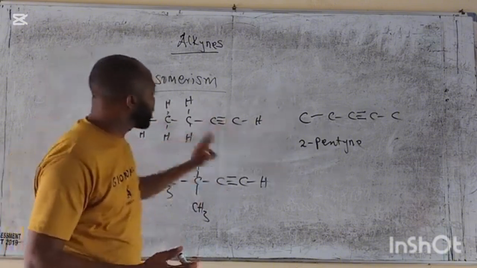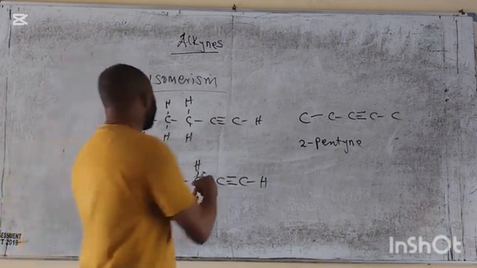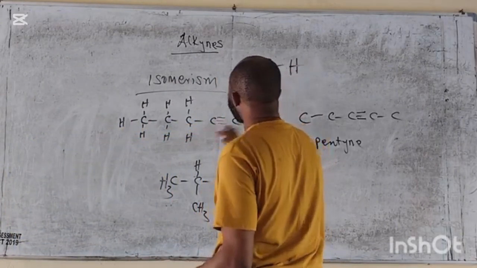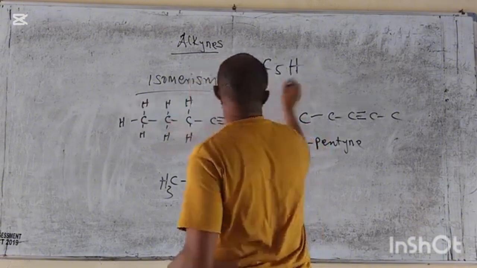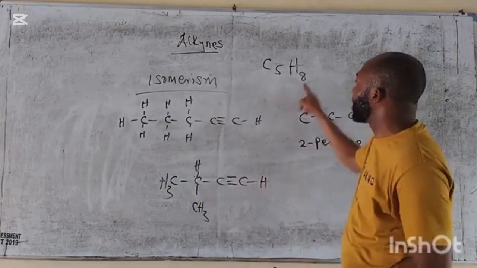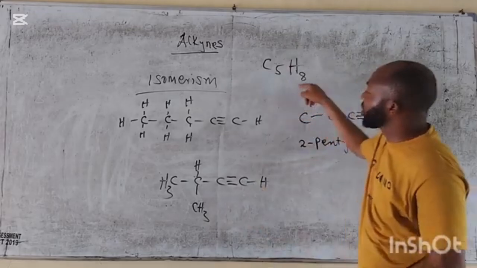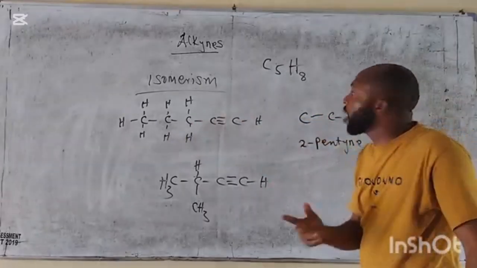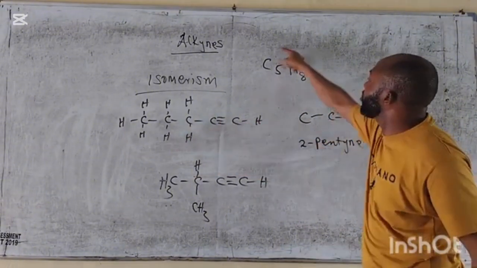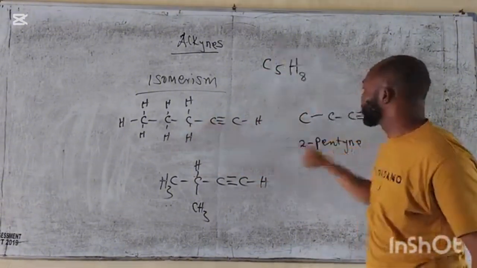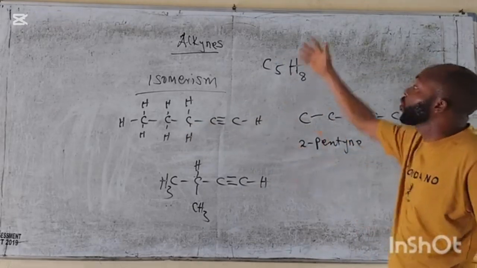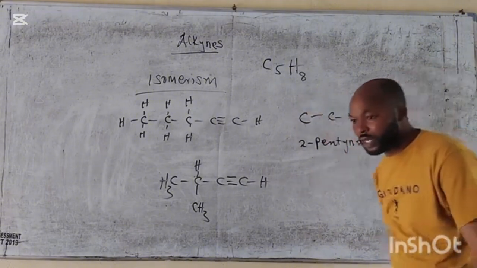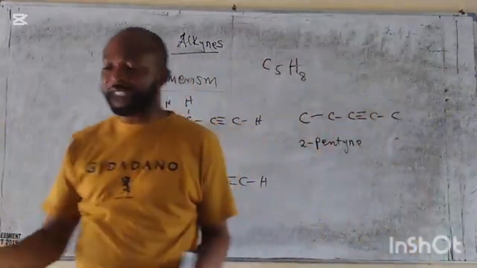I am able to coin these 3 structures from C5H8, 1, 2, 3, 4, 5, 6, 7, 8. So this is a molecular formula. In this molecular formula, I have been able to get 3 structures. That is why we say isomerism is a phenomenon whereby compounds having the same molecular formula have different structural arrangement. You can see their structures are different, but all of them were gotten from one molecular formula. So that is what we call isomerism. I don't need to overemphasize it.